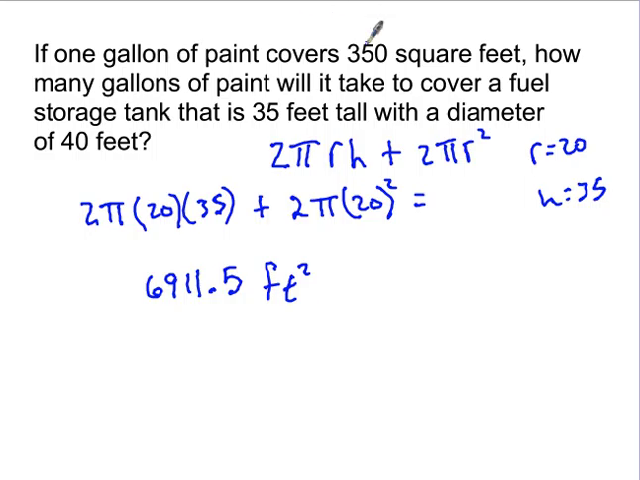Now we've got to divide by 350 because 1 gallon covers 350 square feet. So divide by 350. 19.7. So how many gallons of paint do we need to buy? 20 gallons of paint.